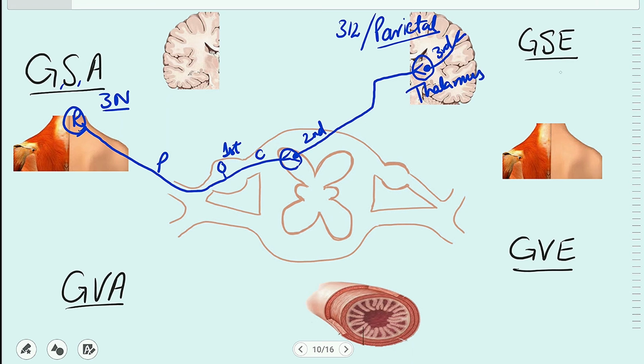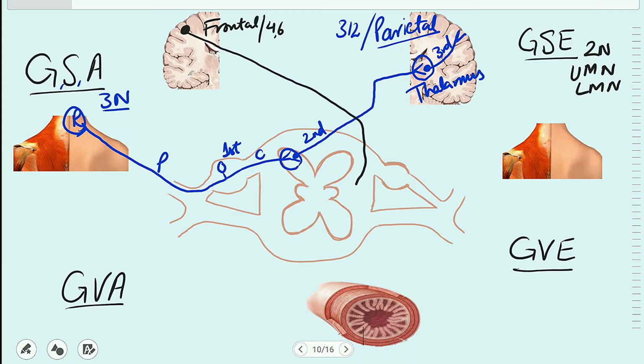Now coming to the general somatic efferent component, that consists of two neurons named the upper motor neuron and the lower motor neuron. The upper motor neuronal cell body is present in the frontal lobe of the cerebral cortex. This frontal lobe of the cerebral cortex is also known as Brodmann area 4-6. And from here, the upper motor neuron will descend, cross to the opposite side, and reach the ventral horn of the spinal cord. That is the motor horn.